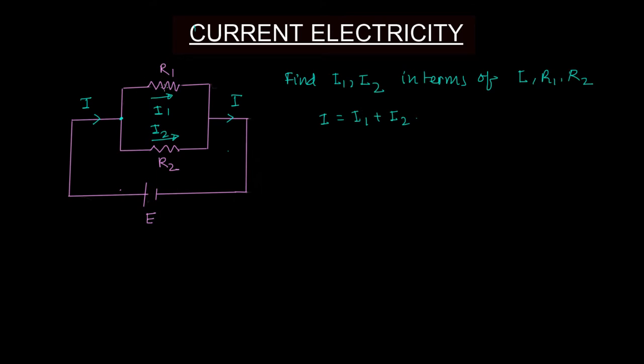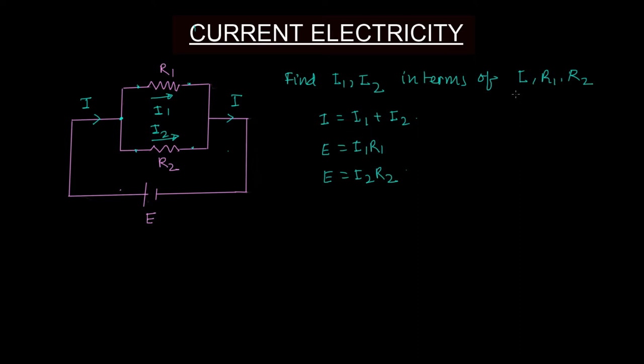Now there is another equation that is possible, that these voltages are the same. So the voltage across this element and this element is the same, and that is equal to E. So I also write E is equal to I1 R1, and also E is equal to I2 R2.